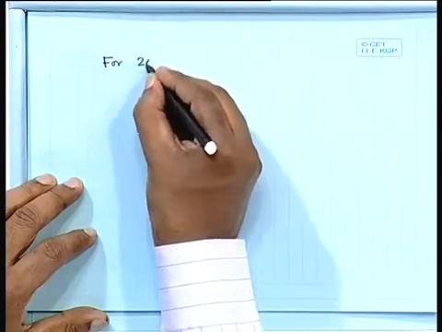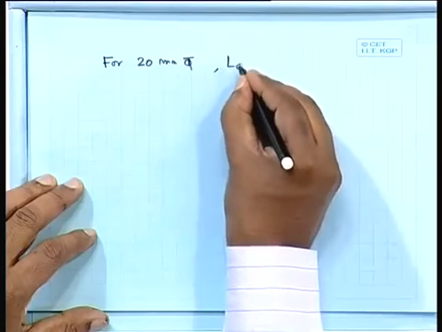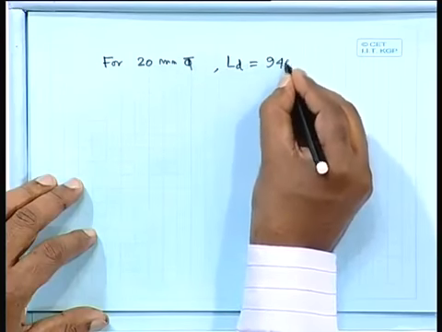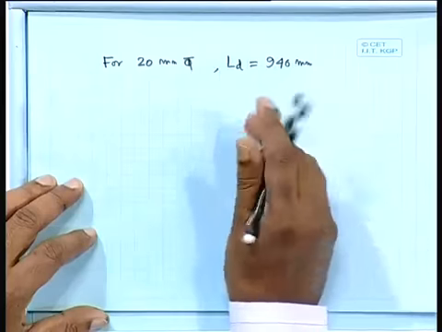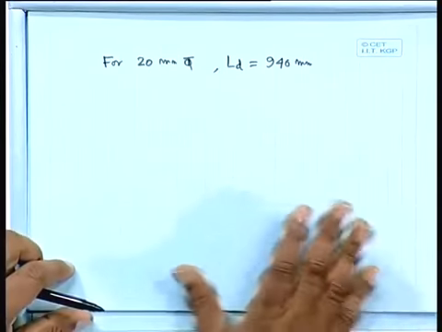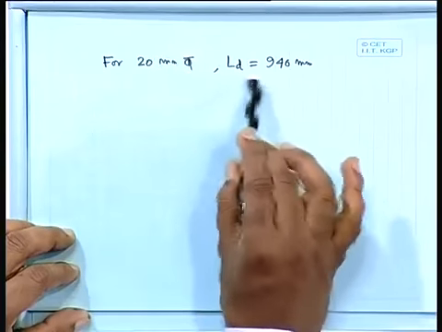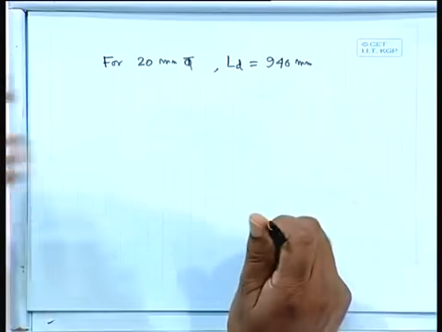So for 20 millimeter Tor, LD equal to 940 millimeter. We can get this in SP16 also. Whatever problems I am doing, I am doing from first principles using equations. But in design offices, in most cases we use SP16, the special publication 16. So from there also you can find this chart: 20 millimeter Tor, LD equal to 940 millimeter, you can take that also.